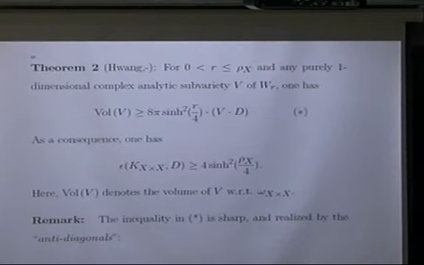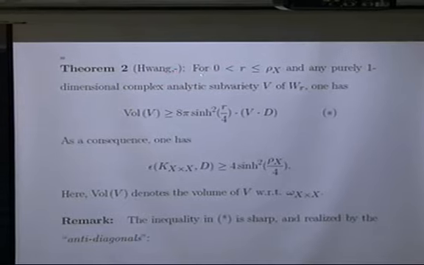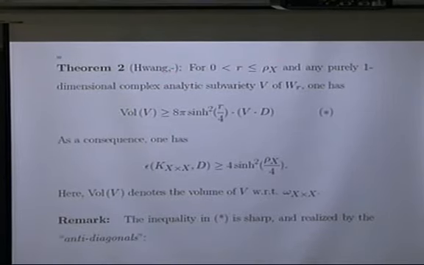So the statement I want to state here is that if r is small enough, r less than the injectivity radius, then you take any one-dimensional complex analytic variety V in this tubular neighborhood, say intersecting the diagonal. Then one has this volume lower bound. The volume of this analytic variety will be bigger than or equal to 8 pi times hyperbolic sine squared of r over 4 times the intersection number V dot D.